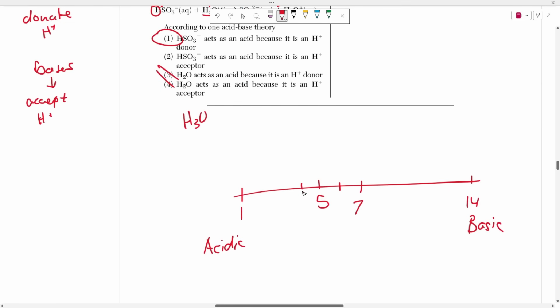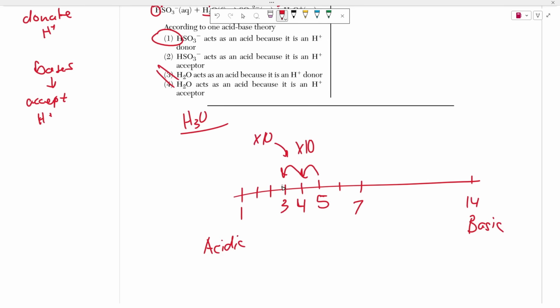Every level on the pH scale represents a 10-fold increase. So the difference between a pH level of 5 and a pH level of 4 is that a pH level of 4 is 10 times more acidic, or it has 10 times more hydronium. All right, what's the difference between a pH level of 4 and 3? Well, again, pH level of 3 has 10 times more hydronium. What's the difference between a pH level of 3 and a pH level of 2? Well, a pH level of 2 has, again, 10 times more hydronium than a pH level of 3.